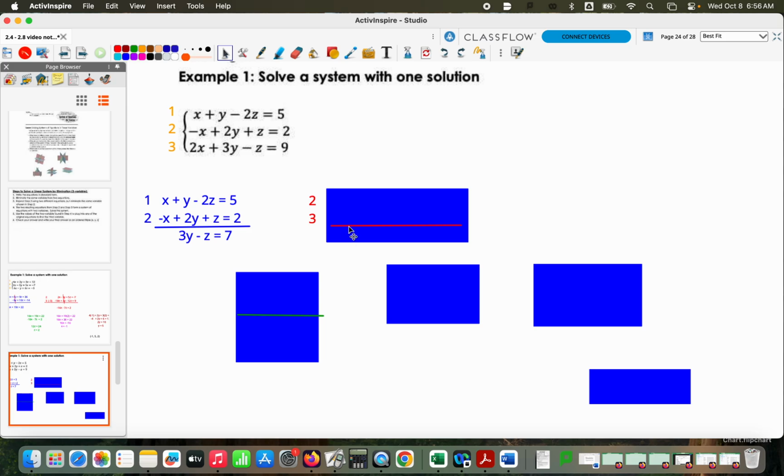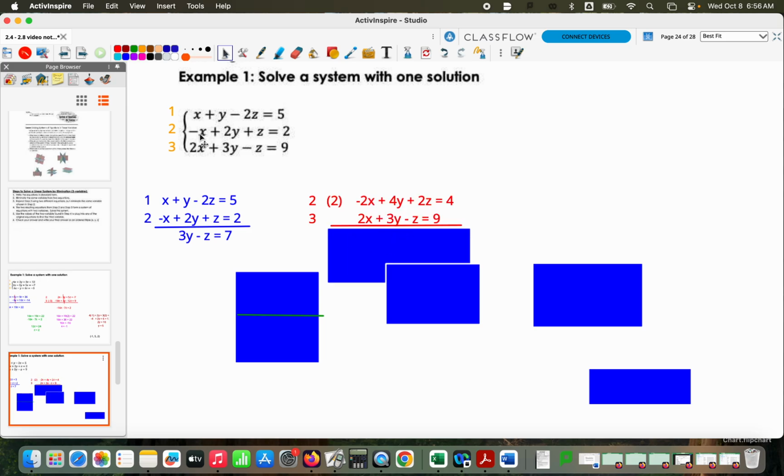I switched gears to equations 2 and 3. I did take equation 2 and multiply by 2. Again, my focus here is to get rid of the x, since that's what I started with. Whatever you cancel first, you want to continue to cancel that. So those should cancel, combine the y's, combine the z's, combine your numbers. Now I have two equations that just have y and z.